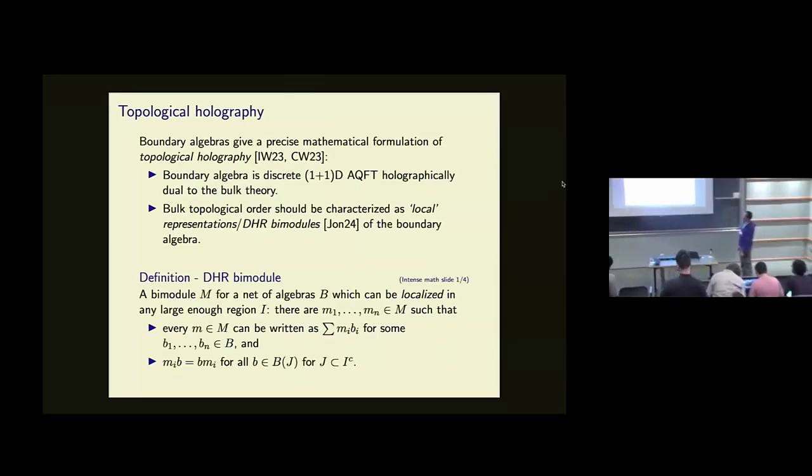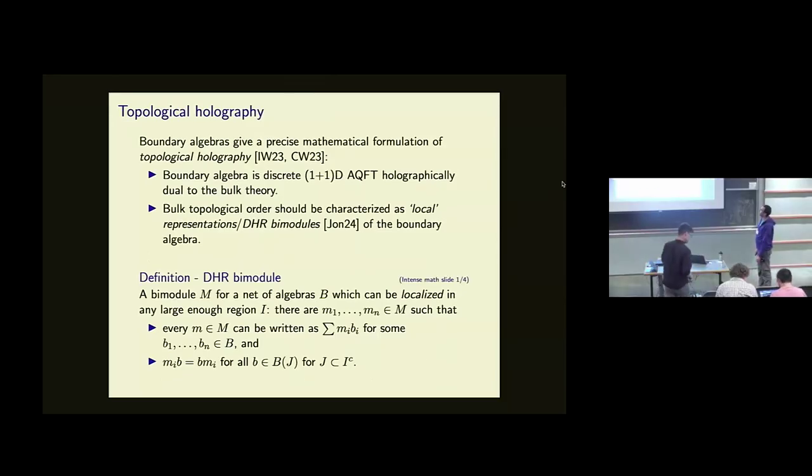Okay, so I'm going to use this word topological holography. I mean this in the sense of Xiao-Gang Wen and his collaborators on these papers here. These boundary algebras give a precise mathematical formulation of it, where the boundary algebra, this discrete 1 plus 1D net, is holographically dual to the bulk theory, this 2 plus 1D theory. And so the idea is that the bulk topological order should be characterized by these local representations. The official name for it is DHR bimodules of the boundary algebra.